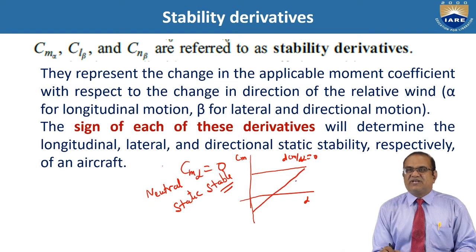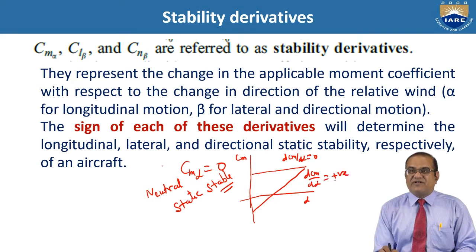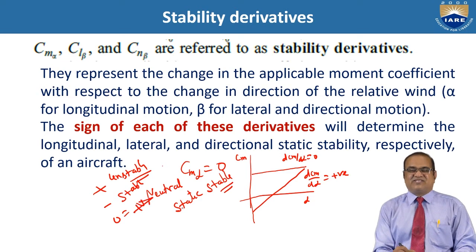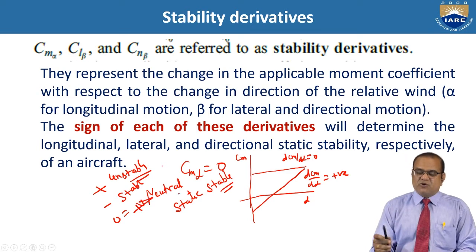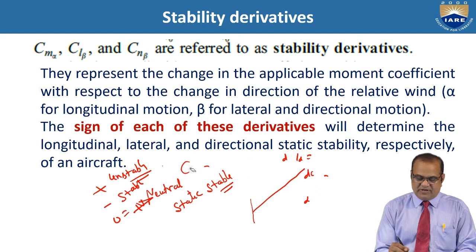And if it is like this, here dCm by d alpha is positive. So if it is positive, it is unstable. So if it is positive, it is unstable, negative is stable, and 0 is neutral stable. I will show you with the help of the model.